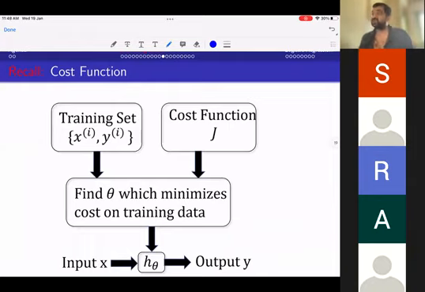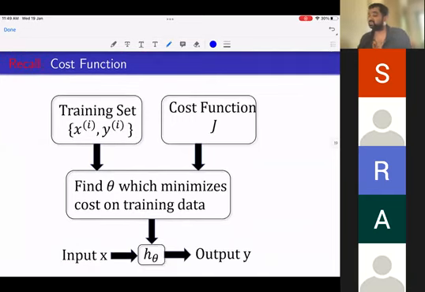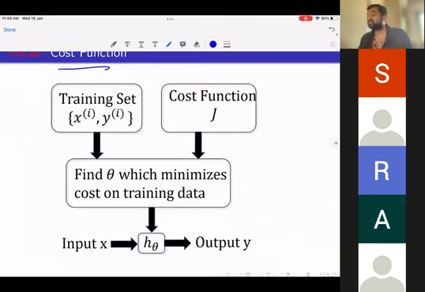and then I'll stop at the end for the questions. So this is the cost function based approach. This is just the overall view of how you approach a cost function based problem. This is the training set, xi, yi, that is given, and this is the methodology that you use: find theta, which minimizes the cost on training data. So this is the training data, and this is the cost function.